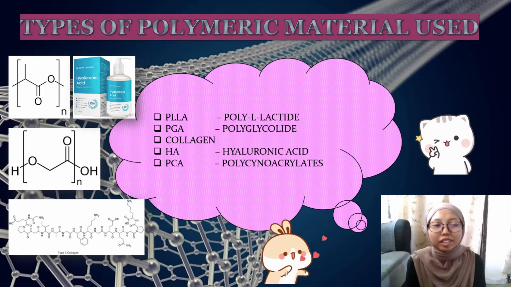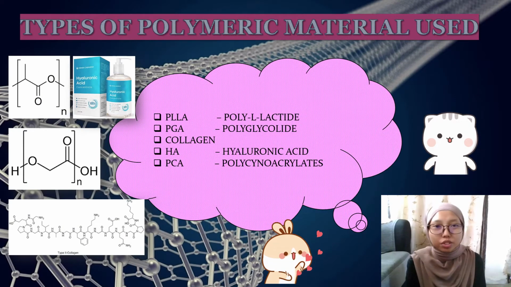My name is Nuratika binti Muhammad Burhanuddin. I want to talk about polymeric material. There are several types of polymeric material used in a tissue scaffold. The first is PLLA. PLLA is polylactide or polylactic acid.